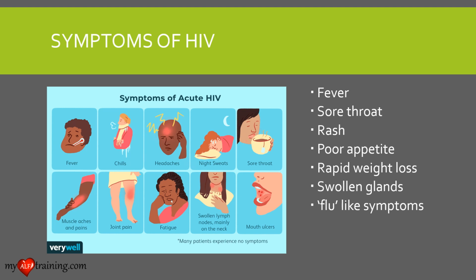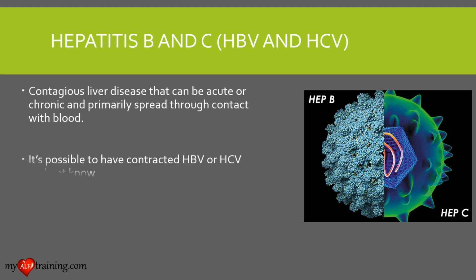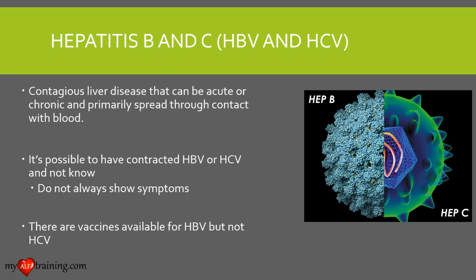Symptoms of HIV can include fever, sore throat, rash, a poor appetite, rapid weight loss, and swollen glands. Many times people will say that they have flu-like symptoms for a few weeks after contracting HIV. Those symptoms will go away, and then the person will feel normal for a while before experiencing later symptoms of the progressing disease.